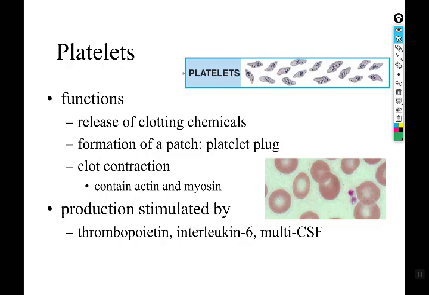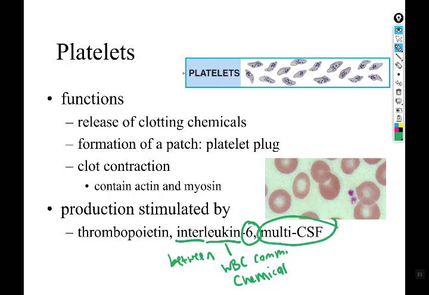So platelets are produced by thrombopoietin, interleukin 6. Interleukins are another class of chemicals by which white blood cells talk to each other. So inter means between, leukin means white blood cell, communication chemical, specifically a protein, and then 6 is just the order that it was discovered in. So interleukin 1 was discovered first, interleukin 6 was discovered the 6th. And also multi-colony stimulating factor.